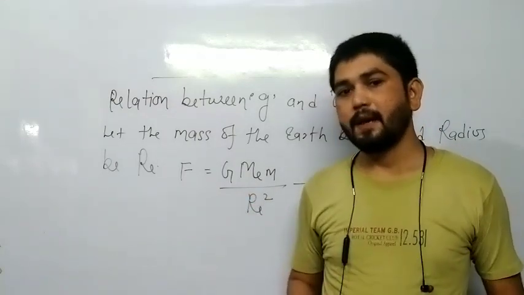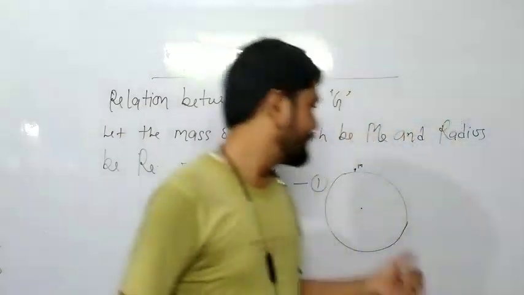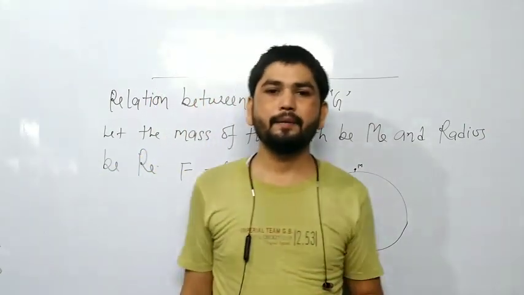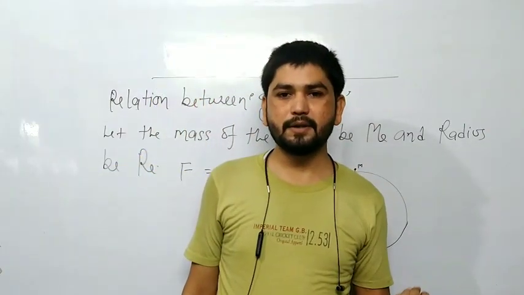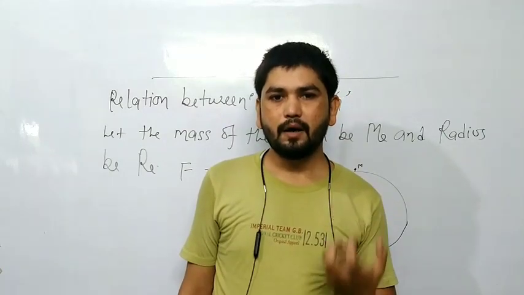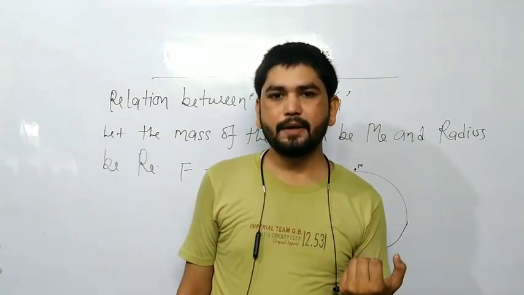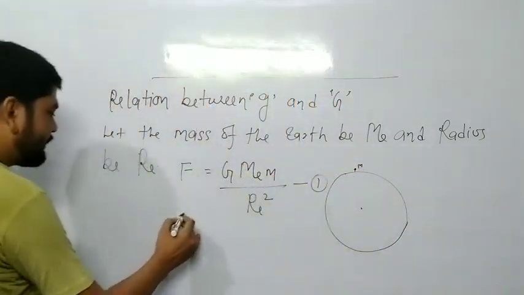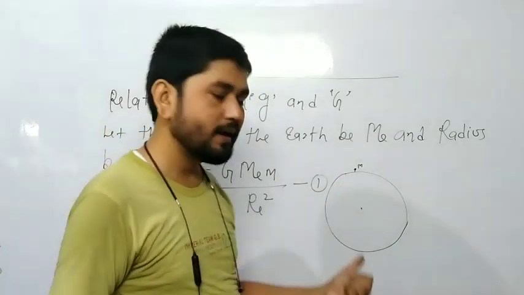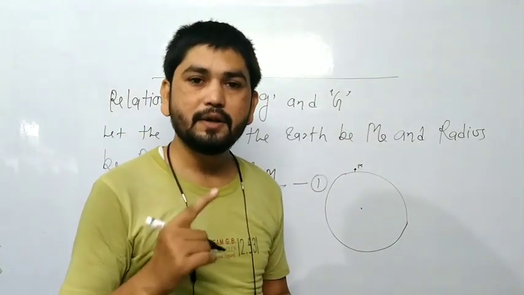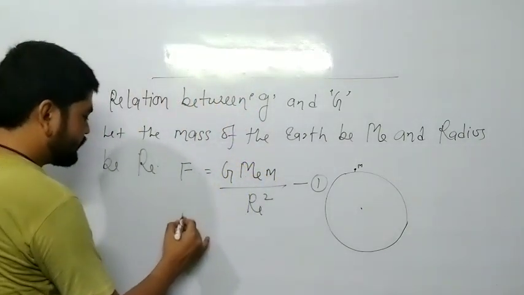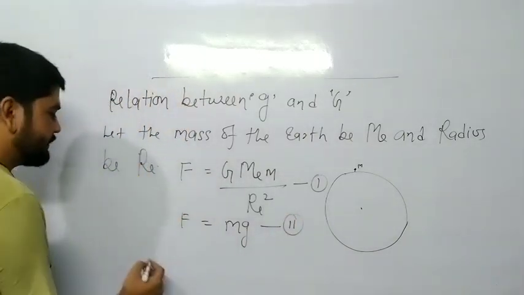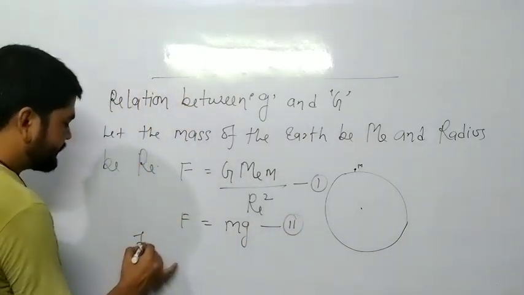Got it? Now another thing. This object is placed at a little height from the surface, so Earth will also attract this object towards its center. By the second law of Newton, F is equal to ma. But here the acceleration is the acceleration due to gravity, that is F is equal to mg. Equation number 2. Now from equation 1 and 2.